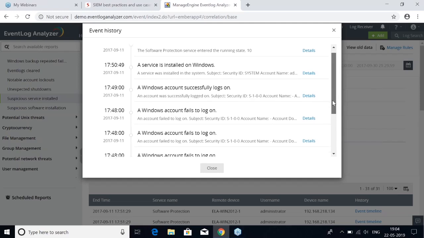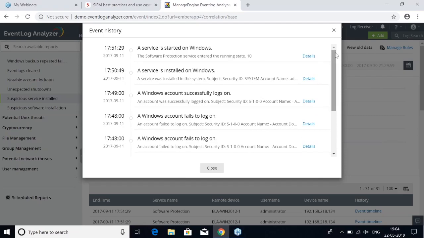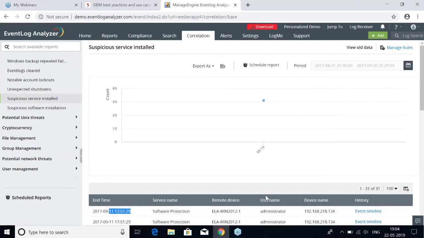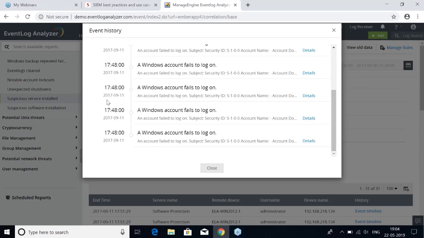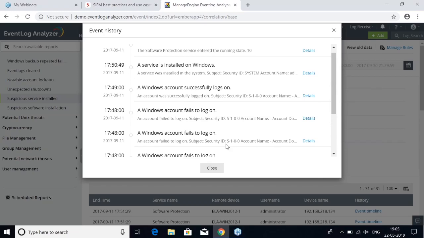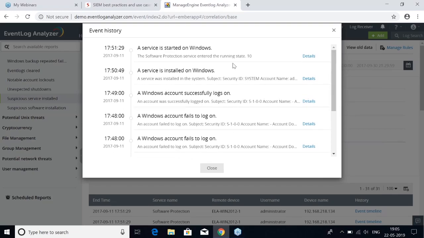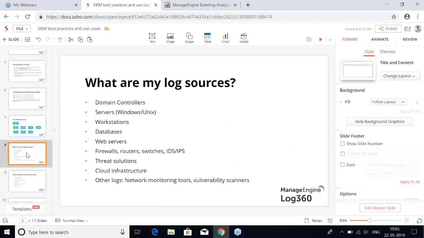So the product's intelligence is able to combine or correlate all of these different individual events, and it's able to throw a very precise alert at 17:51, right? That you can see here at 17:51, that says that this particular pattern of events happened, and it's a potential installation of a suspicious service on the server, right? So this is possible only if you're tracking failed and successful logons and tracking system events such as installation of services, right?